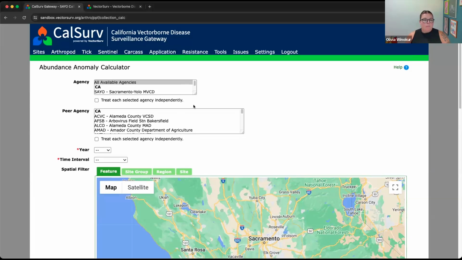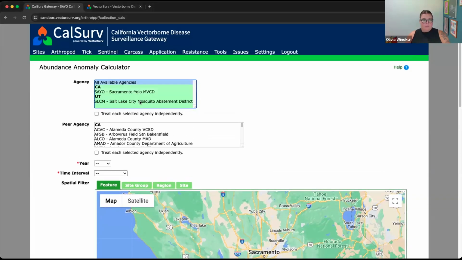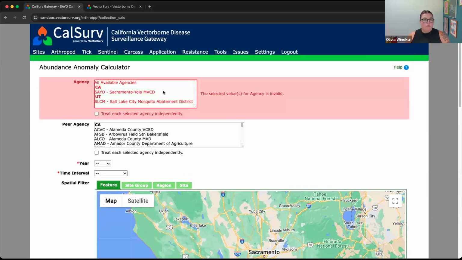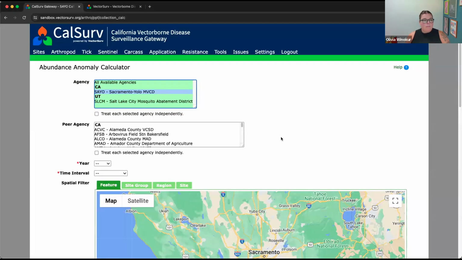So you'll see here that I have multiple agencies to choose from. That's because Sacramento YOLO, as well as the Salt Lake City Mosquito Abatement District, have given me access to use their data. You may only have one agency here, or you may have multiple if you belong to multiple agencies. I'm just going to calculate this for Sacramento YOLO. So I'll click on that.